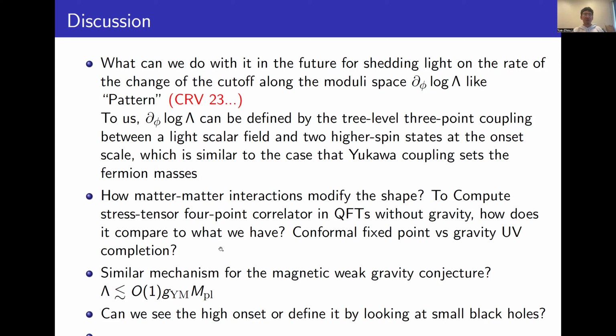And the second question, like the one just asked, is very important: how matter-matter interactions modify the shape. In this way, we might want to compute the stress tensor four-point correlators in QFTs or CFTs, conformal field theories without adding gravity, and compare to what we have now. It's probably related to the conformal fixed point versus the gravity UV completion.